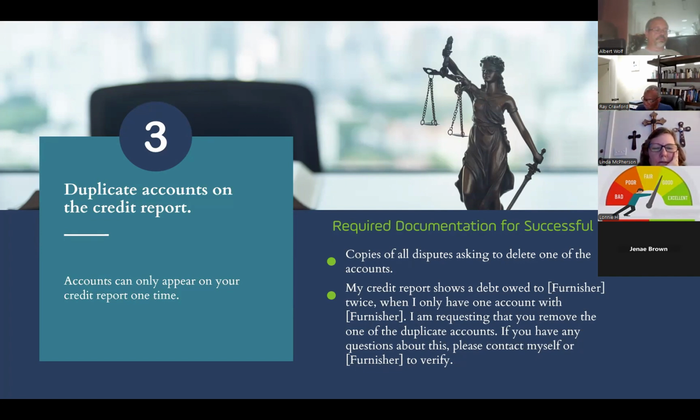So if it's actually charged off and reporting accurately, now if they've sold it and there's a duplicate account where it shows a balance and then it's the same account, but it's under a different name, you might be able to dispute from something like this. Because the original creditor can't show a balance as well as the next one that they sell it to. They can't all be showing balances because that makes it look worse. So you would essentially send copies of all disputes that ask them to delete one of the accounts. And if they didn't do that, then this would be a violation.